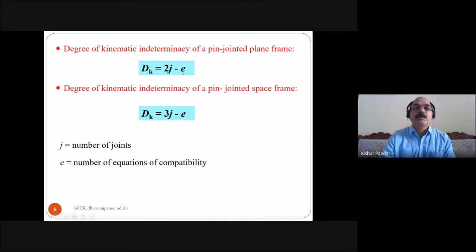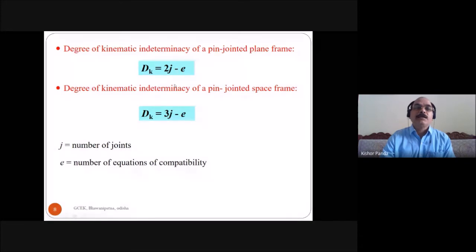Dk is equal to 2j minus c, because 2j is the total number of displacements and c is the compatibility equation. When the displacement components are greater than the compatibility equations, then that is a kinematically indeterminate structure. In that case, you have to find out the degree of kinematic indeterminacy. When 2j is greater than c, then you can find the degree of kinematic indeterminacy. 2j minus c is equal to the degree of kinematic indeterminacy of a pin jointed plane frame.